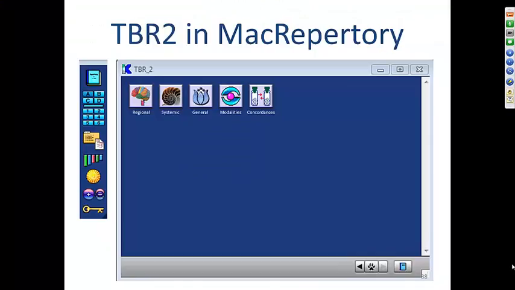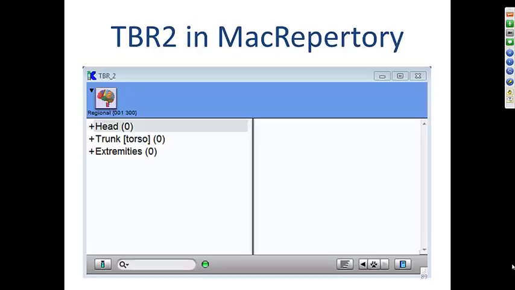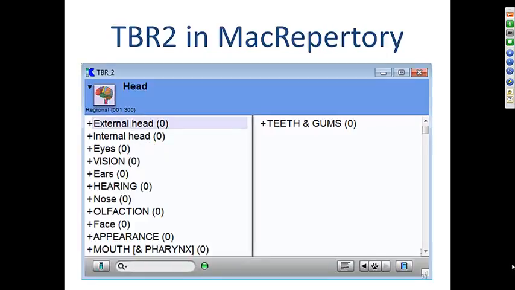Okay, so let's look at the repertory in McRepertory. Here you can see the 5 chapters, very simple, just 5 chapters: regional, systemic, general, modalities, and concordances. If we go into the regional, it's divided into 3 sections: the head, the trunk, the torso of the body, and the extremities. If we go into the head, we can see you've got external head, internal head, and here you'll find things like eyes, vision, ears and hearing, nose and olfaction, face and appearance, mouth, pharynx, and teeth and gums.